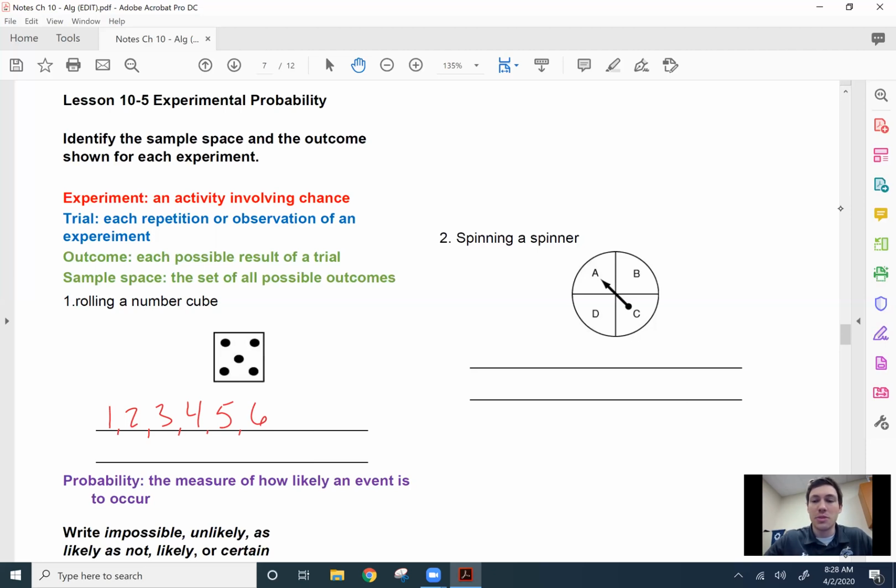For spinning the spinner, in this case, you're either going to land on A, B, C, or D. What if you land exactly on the line? Well, in that case, it's always going to be on one side or the other, or if anything, you just have to redraw. It'd be like flipping a coin and saying it landed on its side. It's not very likely, so it's not something we account for typically.